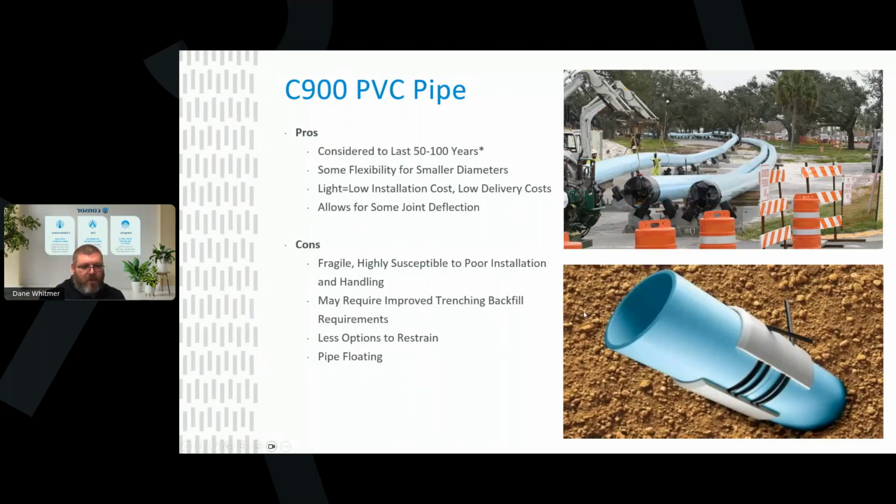You have to have more considerations for your trench backfill, and then because it's light, if you have a situation where you have a monsoon come in and fills your trench up with water, you're going to float the pipe out of it.